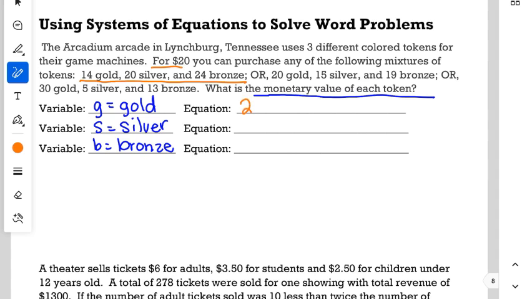We're going to write this as an equation. So 14 gold, plus 20 silver, plus 24 bronze. How much is that going to cost? 20 bucks. Then the next one says, or for that same 20 bucks, 20 gold, 15 silver, 19 bronze. We're going to write that as an equation.